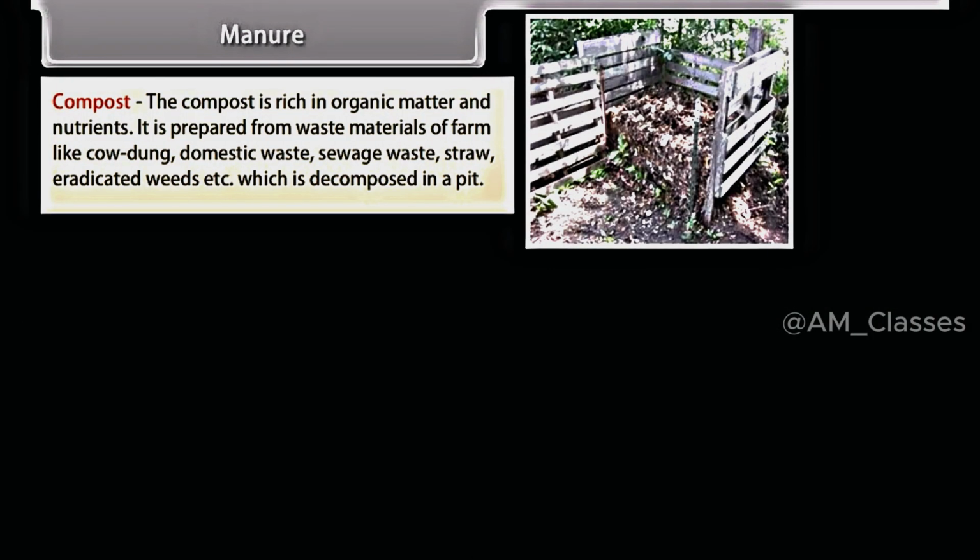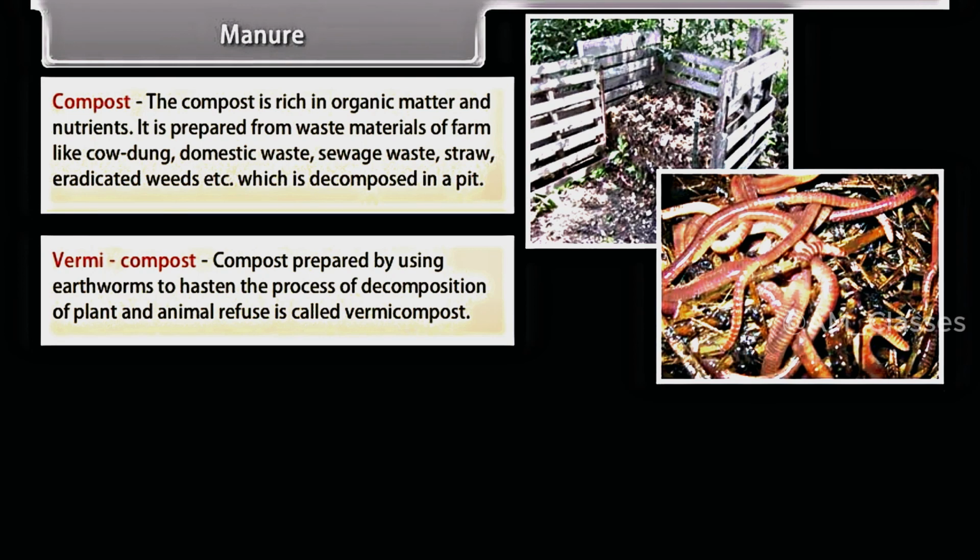Compost. The compost is rich in organic matter and nutrients. It is prepared from waste materials of the farm like cow dung, domestic waste, sewage waste, straw, eradicated weeds, etc., which is decomposed in a pit. Vermicompost. Compost prepared by using earthworms to hasten the process of decomposition of plant and animal refuse is called vermicompost.